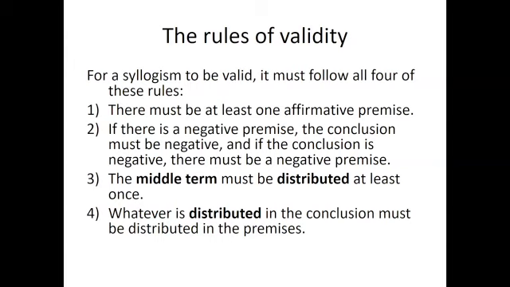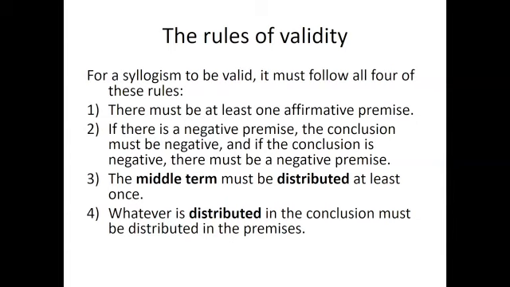Those 4 types of categorical propositions were, again, the universal affirmative, the universal negative, the existential affirmative, and the existential negative. So in this rule that says there must be at least one affirmative premise, the reference is to that type of categorical proposition. That would be either of the form all S is P or some S is P. So the rule is that at least one of the premises of the argument has to be affirmative.